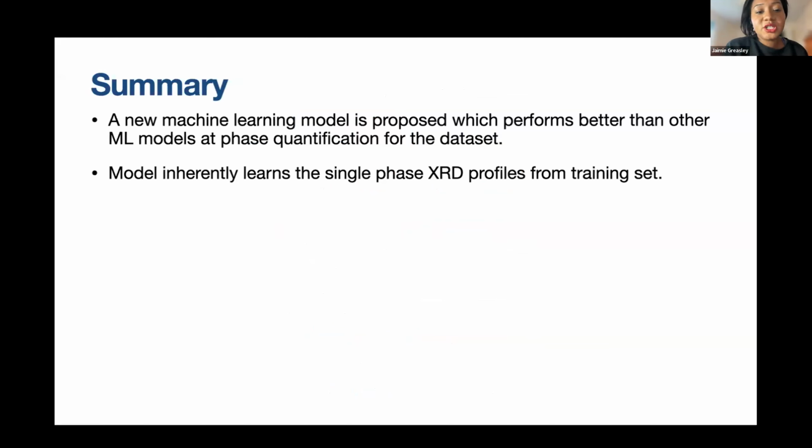So a new machine learning model is proposed that performs, at least for our data set, better than the other models at phase quantification, and the model inherently learns the single phase XRD profiles from the training set. So I think that's it in conclusion.